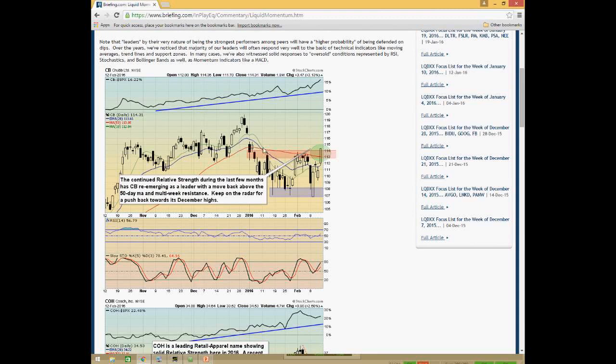In cases like this, like Chubb, you can see the relative strength was maintained, and now it's back above the 50-day moving average, which puts it back on the radar for me as a full long candidate. As long as it maintains the support, this new support, which was old resistance around the 113 area, 50-day moving average, I suspect it should continue higher.